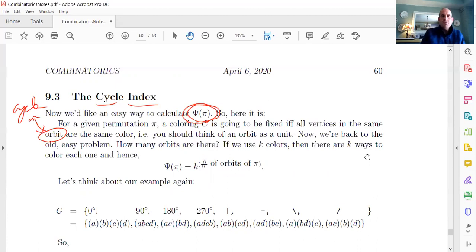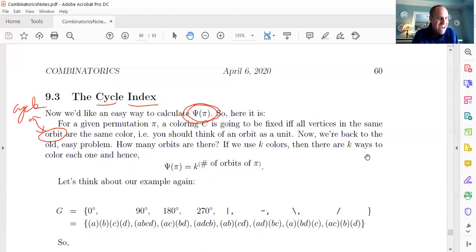Okay, so if I have a couple of vertices or edges or whatever it is you're looking at that are being colored, and they happen to move around in a cycle, then the only way that coloring is going to be fixed is if everything in that cycle is the exact same color. So once I choose one of those, we're done.